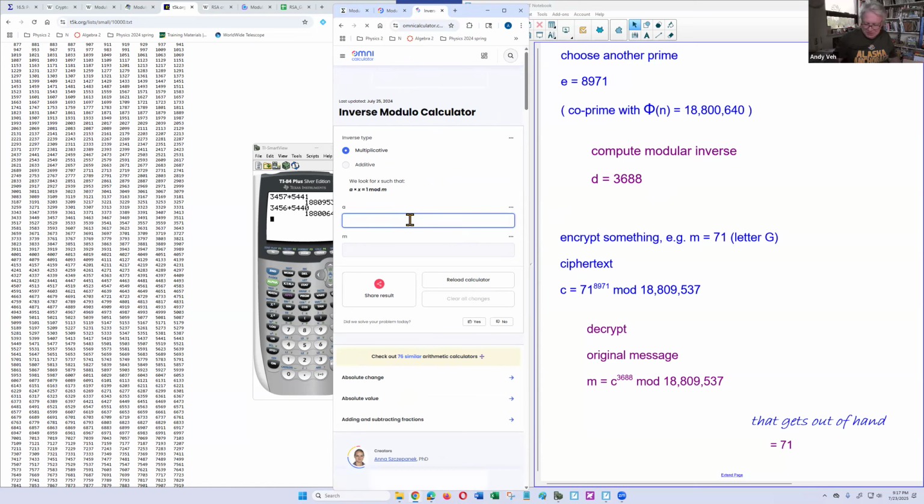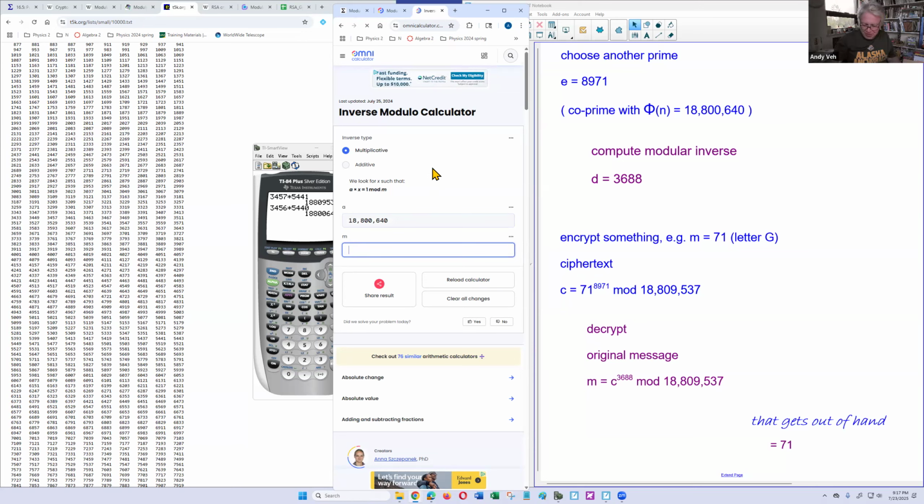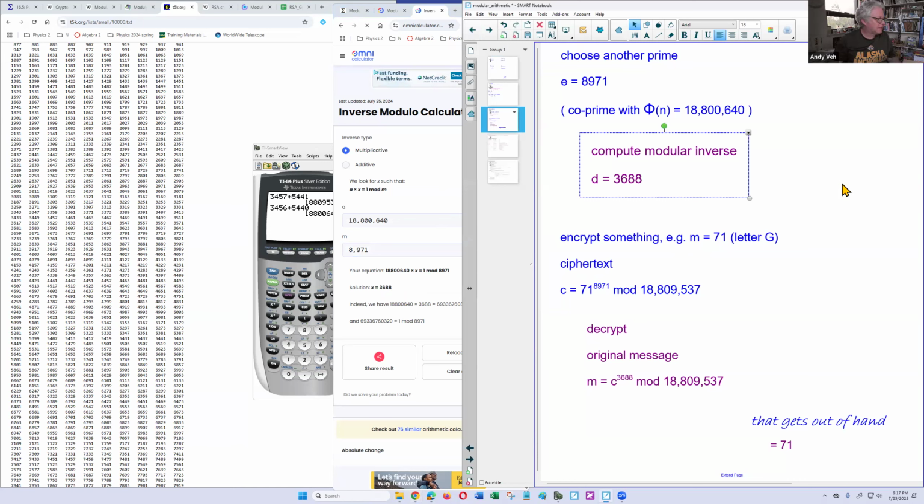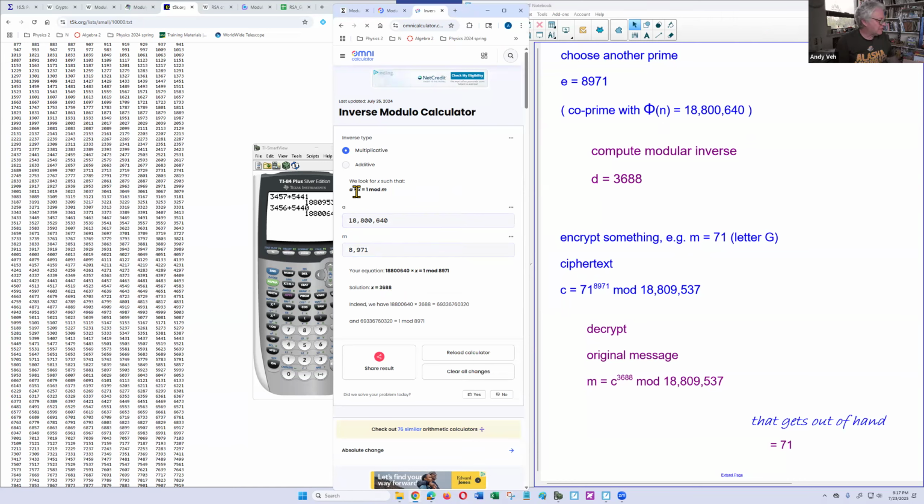Now I have to figure out which one comes on top. Let's see, 18 million. Oops, 800,640, and then I put in here the 8971. Let's see what we got. There it is, 3,688. And if you multiply them modular in the other way, you come up with 1 again.